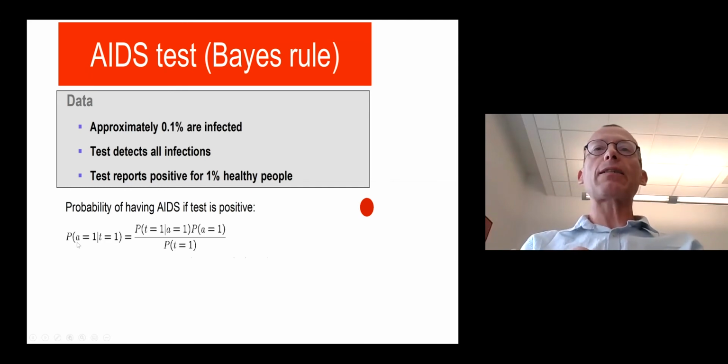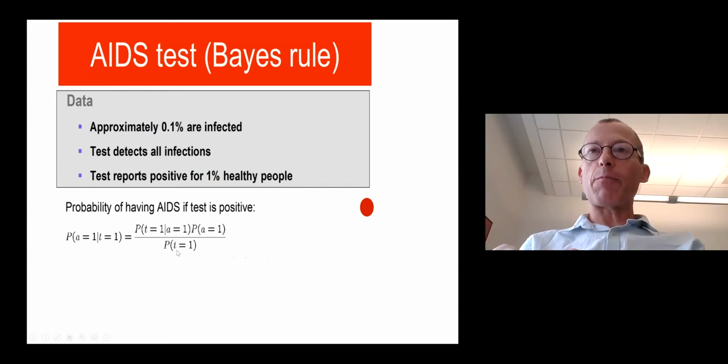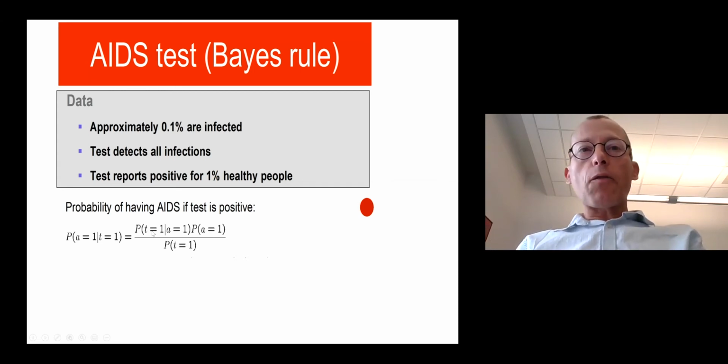So Bayes' rule says, what's the probability of AIDS given the test, right? We want to know the probability that you really have the disease, let's say AIDS, if the test is 1. Using Bayes' rule, it's the probability that the test is 1 given that you have AIDS, times the prior on this, divided by the probability that the test is 1. So these two things we can actually compute already from the information.